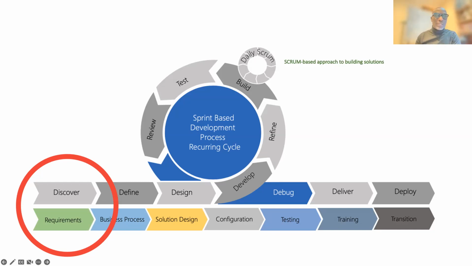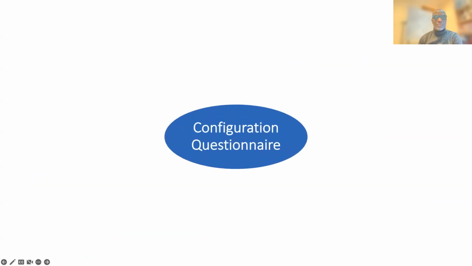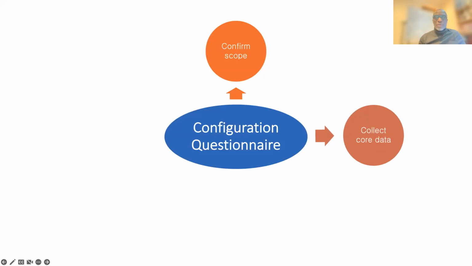Now, what does this actually mean from a requirements gathering perspective? First, it means that we'll have a configuration questionnaire, which is Excel. This may be in the form of a survey, so you can build this into a survey where people can go in and ask specific questions. This is where you confirm your scope, and then you collect core data. We're going to be looking at some of the core data that we'll need to collect for this type of workshop. And also we start to look at how this fits into the project plan.